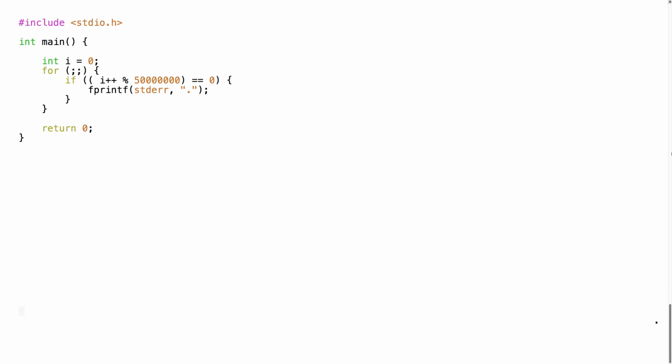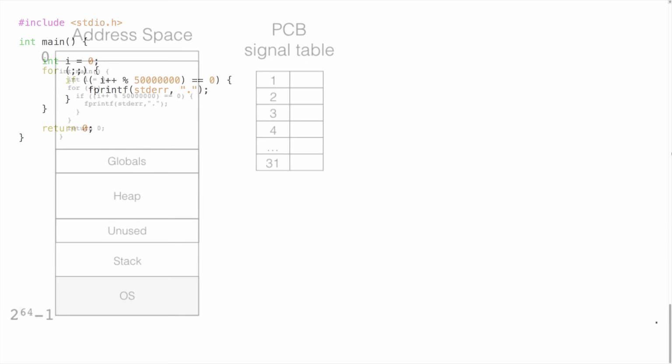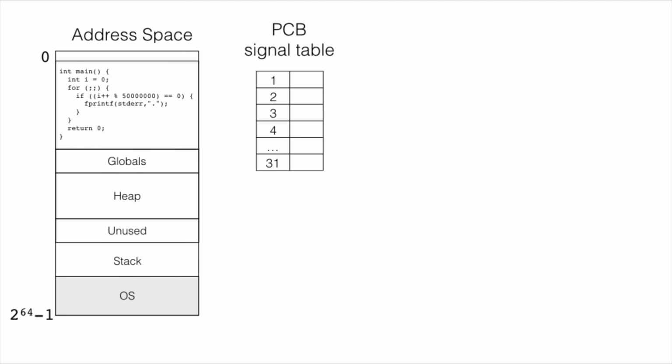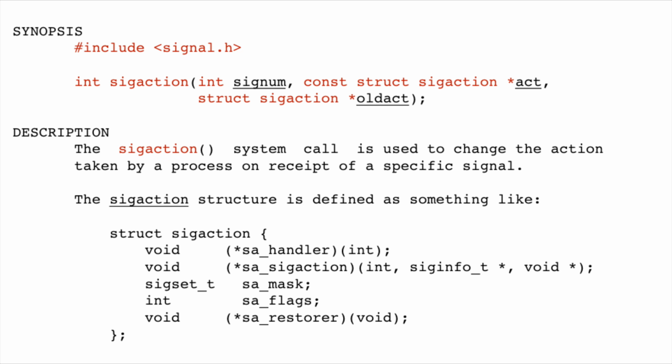To answer this question, we have to talk about what happens when a signal is delivered to a process. The process control block contains a signal table, which is similar to the open file table. Each entry in the signal table contains a pointer to code that will be executed when the operating system delivers the signal to the process. This is called the signal handling function. We can change the behavior of a signal by installing a new signal handling function. The SIGAction system call will modify the signal table so that our function is called instead of the default action.